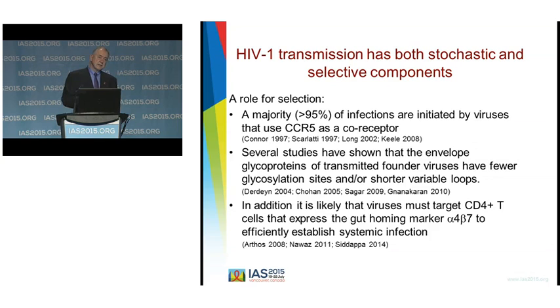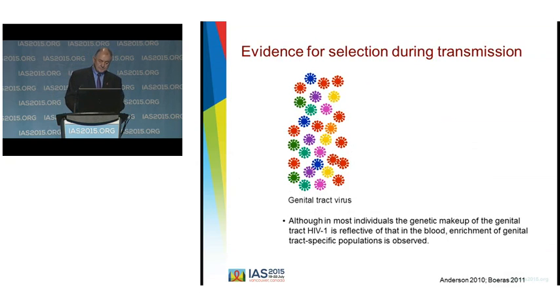Jim Arthos has shown that transmitted founder viruses have a much better affinity for alpha-4 beta-7 than viruses isolated from later in infection. And a recent study by Reddy and Ansari has shown that by pre-treating animals with an alpha-4 beta-7 antibody, you can delay and in fact prevent infection by SIV and dramatically protect the gut-associated lymphoid tissue from infection and depletion. So alpha-4 beta-7 cells appear to be the carriers of systemic infection.